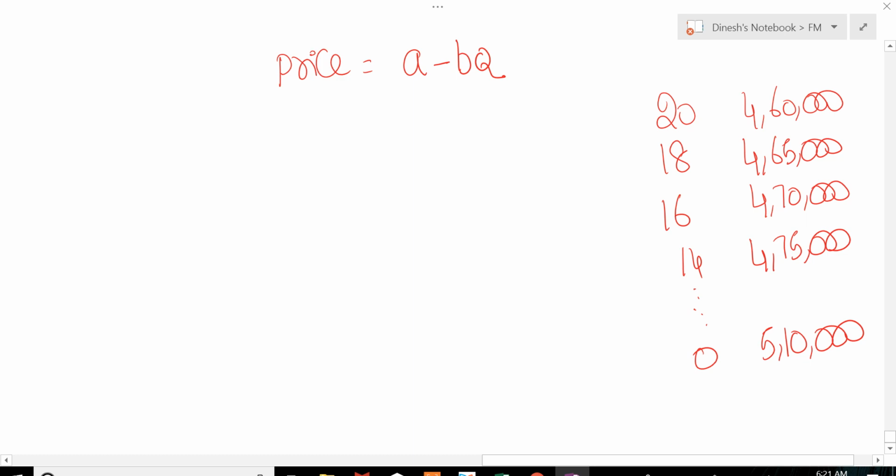Now, full stop. The company sells 20 units at a price of 4,60,000.